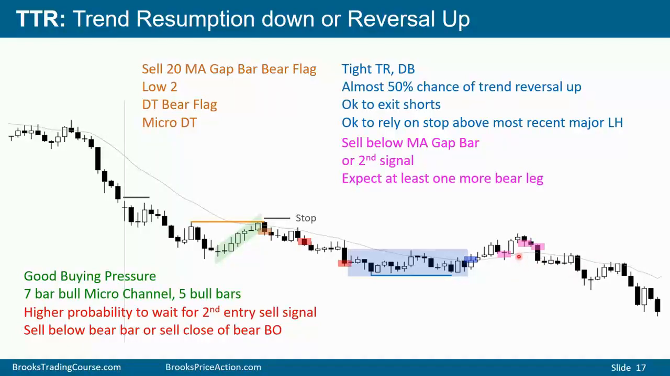Some bears will sell, looking for a reversal back down. We have a breakout above a neckline of a double bottom, bad follow through, and now we have a second reversal attempt from the breakout above this double bottom neckline. First reversal down failed, second reversal down, higher probability, either selling below the bull bar or below one of these two bear bars. Again, stop above the most recent major lower high.